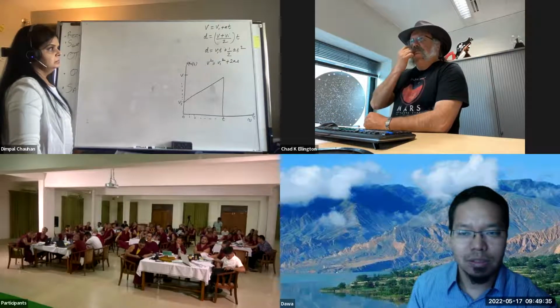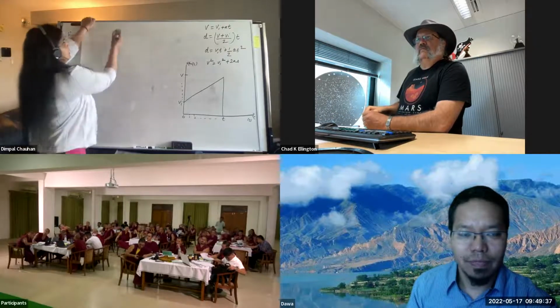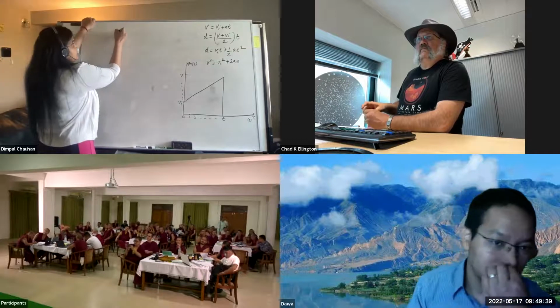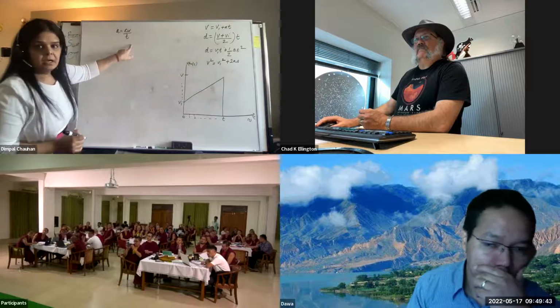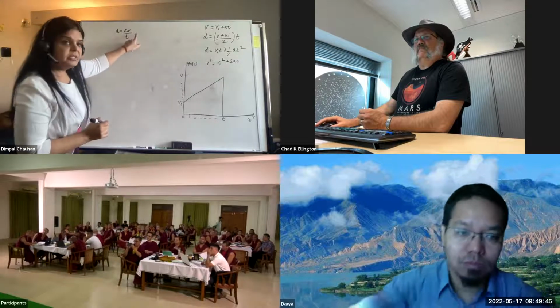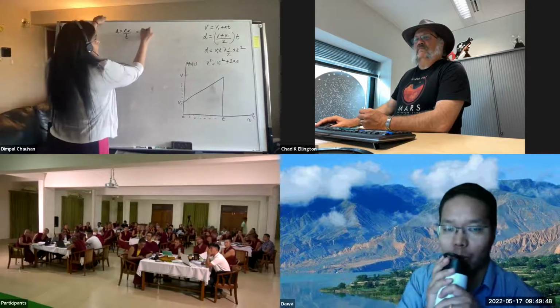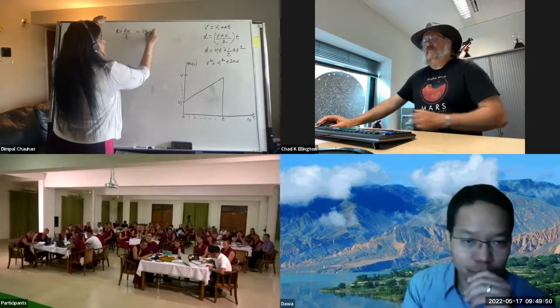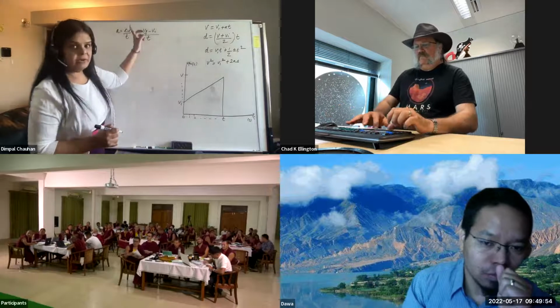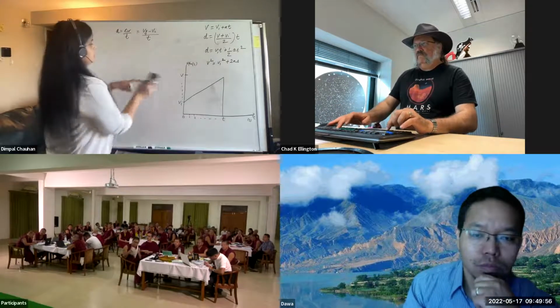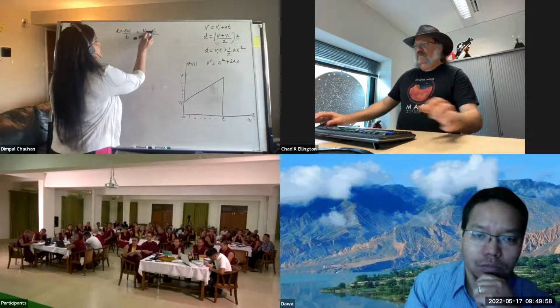Delta V divided by T. Yes, a equals delta V over T. Now, can I write this delta V as final velocity minus V initial? Here I'm taking V as the final velocity, so let's just be consistent and I will just write V here.